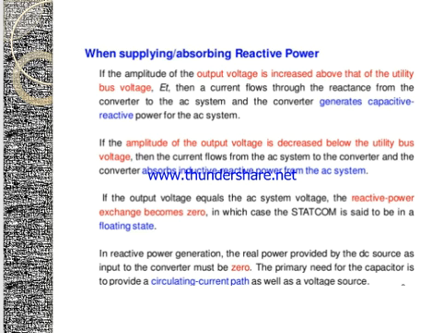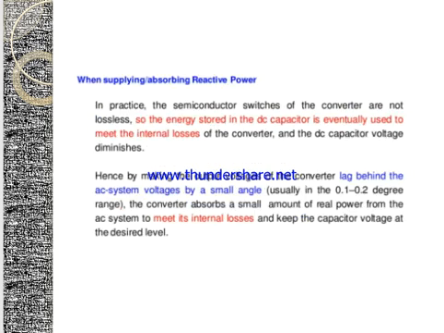In reactive power generation, the real power provided by the DC source as an input to the converter should be equal to zero. The primary need for the capacitor is to provide the circulating current path and also act as a voltage source. In practice, the semiconductor switches of the converter are not lossless. So the energy stored in the DC capacitor is eventually used to meet the internal losses of the converter, and the DC capacitor voltage will also diminish.